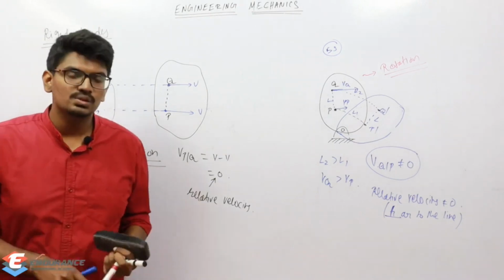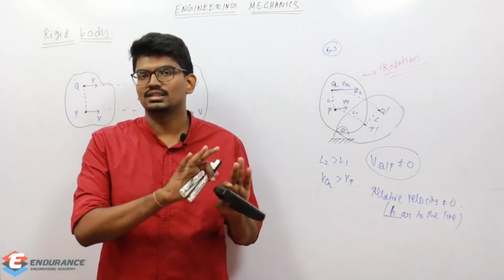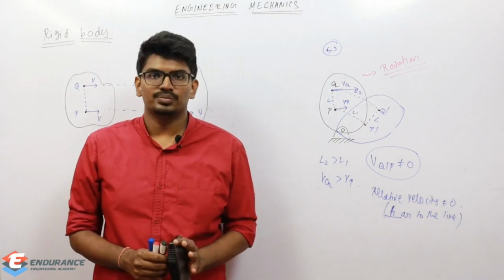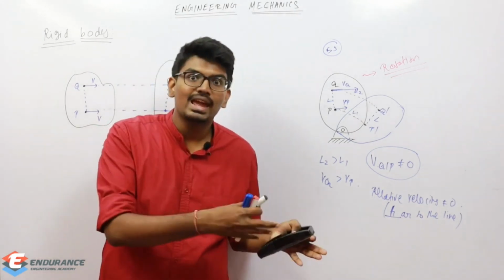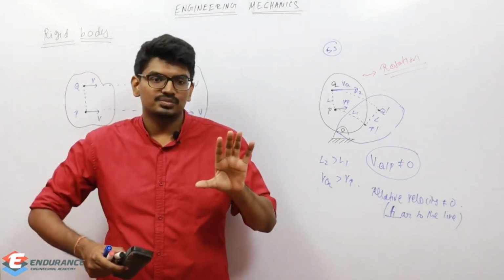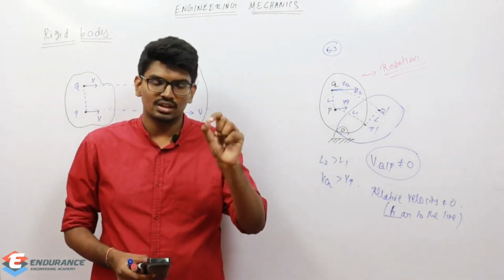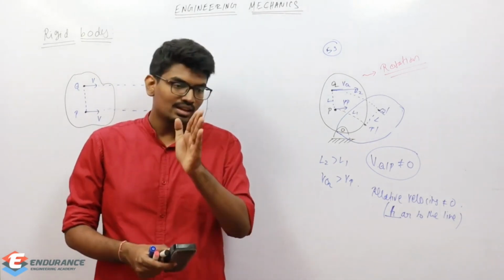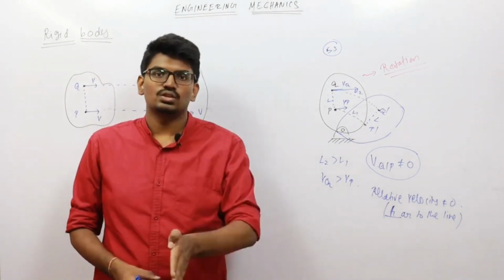So what is the final conclusion for the rigid body? Along the line joining any 2 points, there should not be any relative velocity. The relative velocity should be 0. Perpendicular to the line, relative velocity may or may not exist between 2 points. So these are the things which you need to note. Relative velocity may or may not exist perpendicular to the line joining. Relative velocity should not exist, it should be 0, along the line joining 2 points.